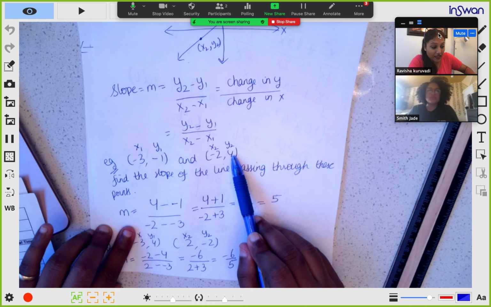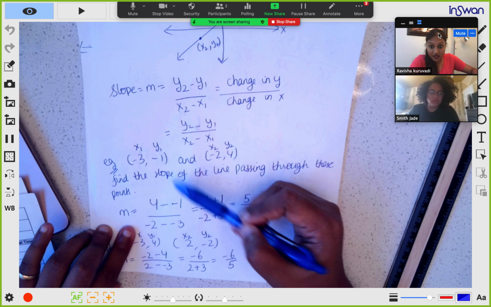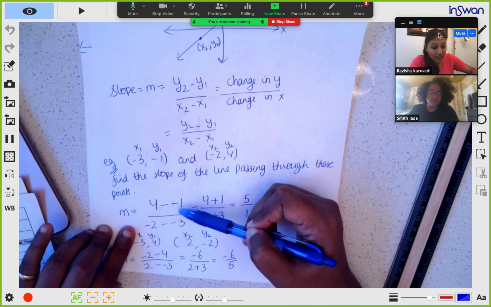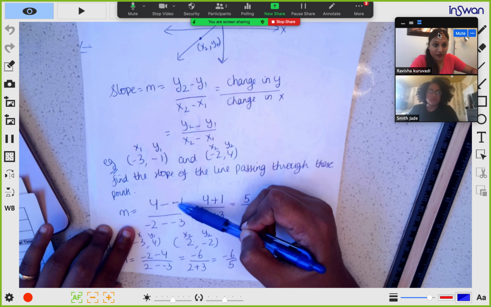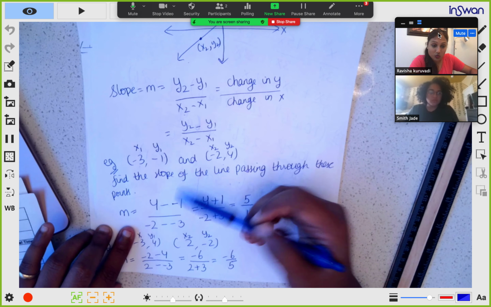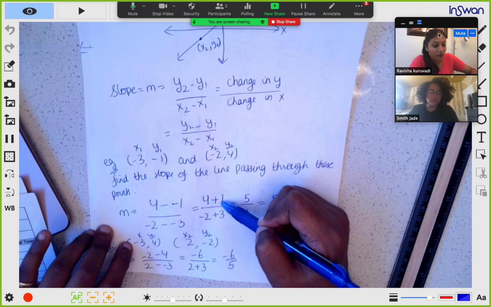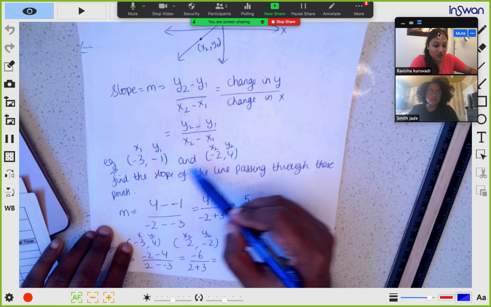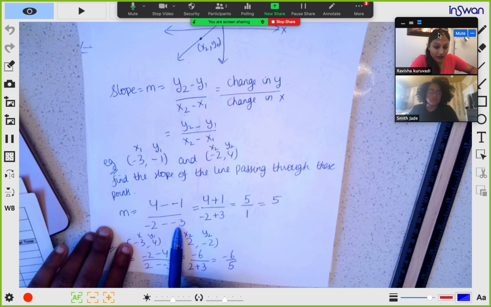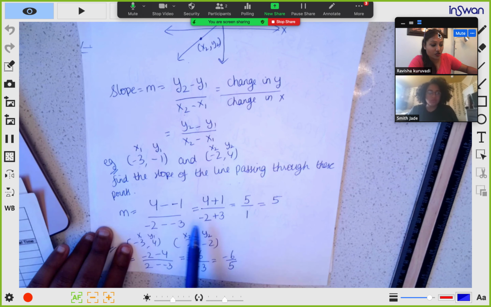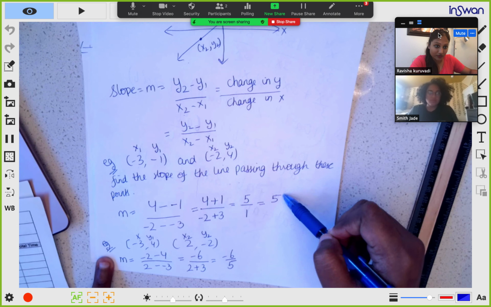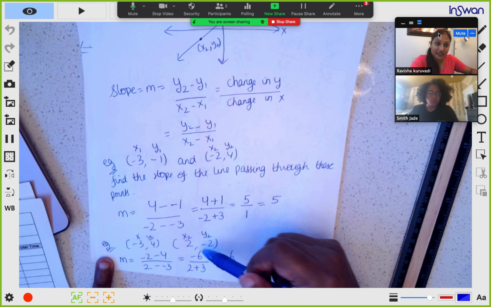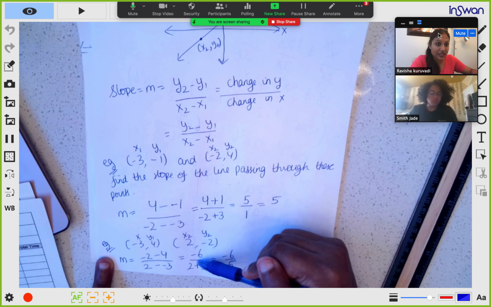y2 minus y1. Even if there was a negative sign, I'm still going to write -1, which becomes y plus 1. And at the bottom it will be x2 minus x1. So x2 is -2, minus -3; two negatives make it positive. When you solve, you get your slope. And then you will get this again. We did the same example.